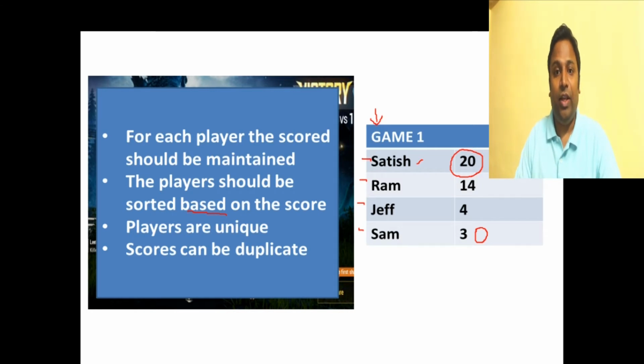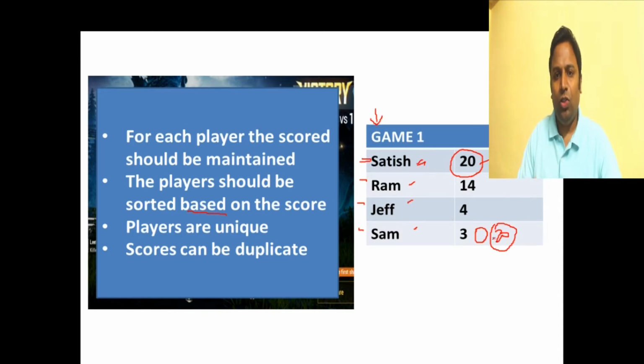And players are unique. Of course, when you have a player with player ID Satish, you can't have another player with the same ID. So players are unique, whereas scores can be duplicate. Satish killed 20, Sam can also kill 20. Scores can be duplicate.